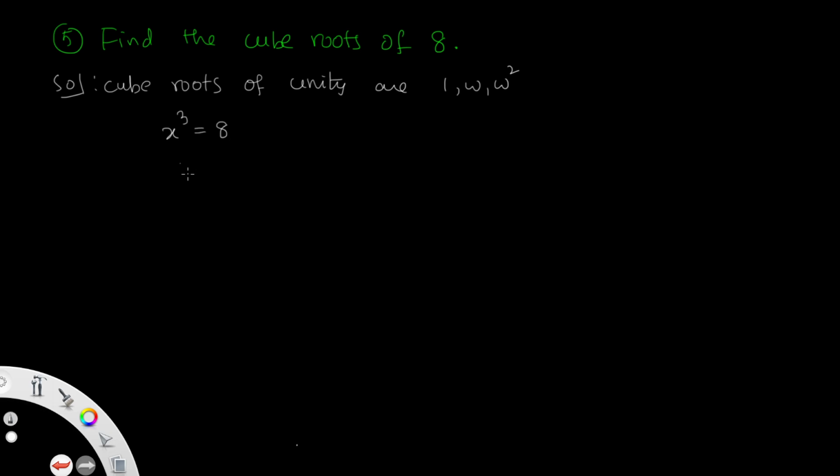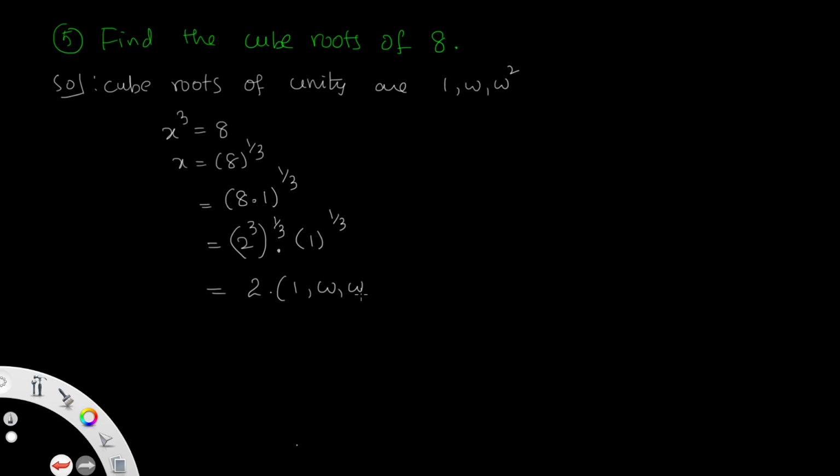So the cube roots are 8 to the power of 1 by 3. I am writing 8 into 1, all to the power of 1 by 3. Now 8 becomes 2 cube, whole to the power of 1 by 3, times 1 to the power of 1 by 3. Here 1 to the power of 1 by 3 means the cube roots of unity, that is 1, omega, omega squared. Now multiply. One root is 2, another root is 2 omega, and the third root is 2 omega squared.